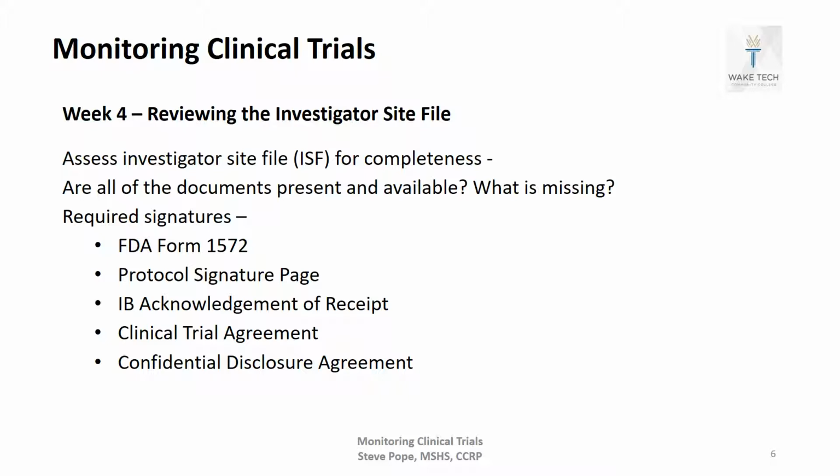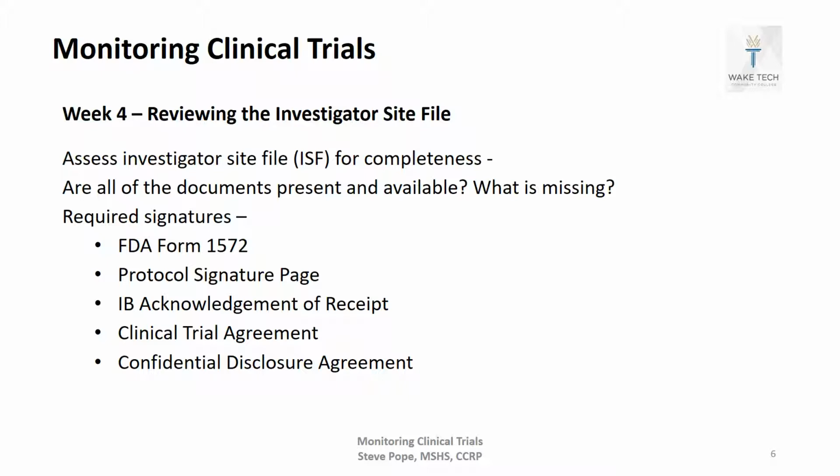So as we're reviewing the investigator site file, we are essentially assessing the ISF for its completeness. Are all of the documents present and available? Are there any that are missing? Are there any that are not necessary? Not every document that's listed in Section 8 is going to be used in our trial, so we need to understand which ones are not required to be there and which ones are required to be there.